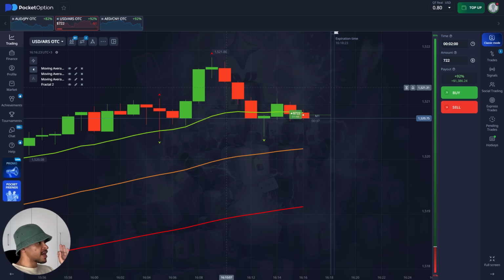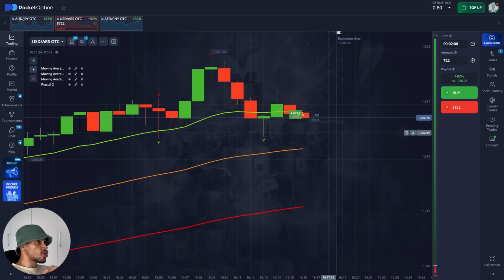We had the pullback all the way into the moving average here, and we got the green fractal printed, which is a sign that we should be taking a buy position. So we're entering a buy position, $722 on the line. Let's see if we can take it over 1.3k with this one. This would be huge for us, and this would really take us to that next level that is really going to speed up this process, because the next trade that we do is going to be $1,000.